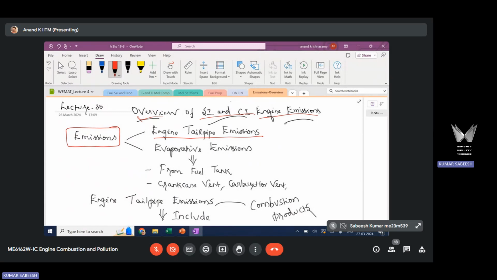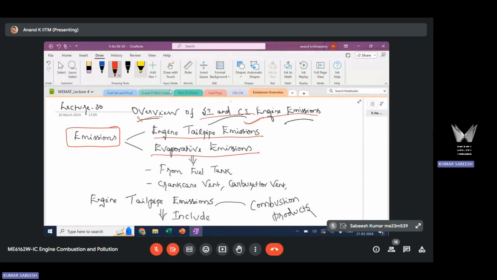Of course, in an IC engine, you will have tailpipe emission. This is where the objection is. The engine emits various species into the surrounding ambience as a result of combustion, and we categorize them as tailpipe emission. This is one category. The second category is called evaporative emission. The first one is more harmful than the second one. Nevertheless, evaporative emission is another category.